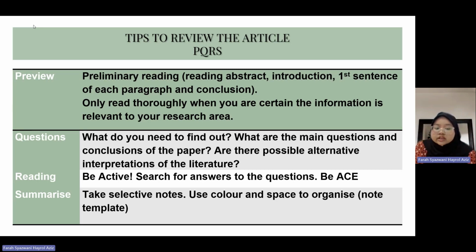You must take selective notes. You must use color. You must use space to organize and to create a note template. So again, the tips to review an article are P, Q, R, S. P, preview. Q, questions. R, reading. And S, summarize.